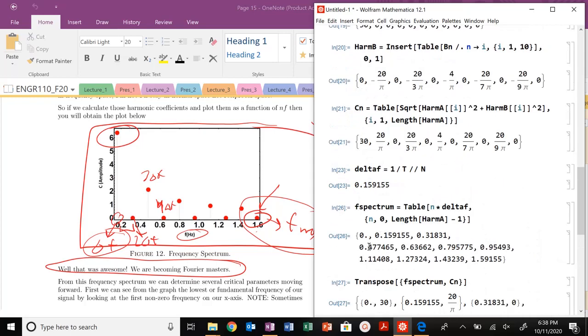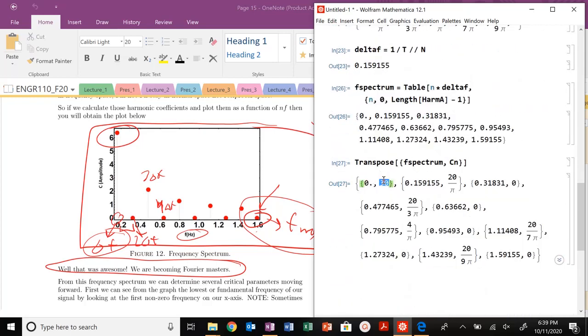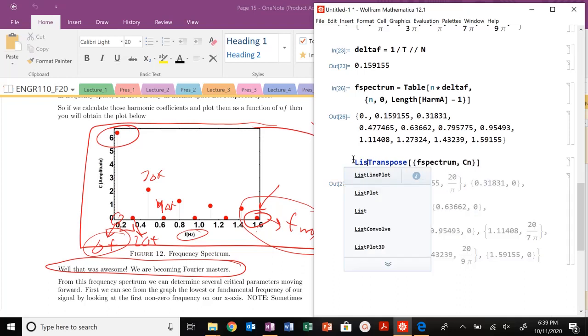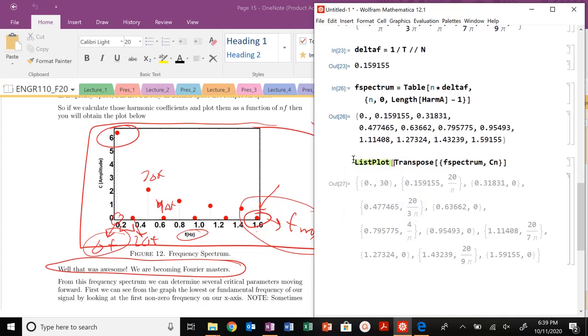Now I have, again, zero frequency, my zeroth order harmonic. First frequency, my fundamental frequency, this harmonic, etc. Everything else should hopefully make sense in this world. So let's go ahead and do a plot. I like this style of plot, so I'm going to do this plot first.